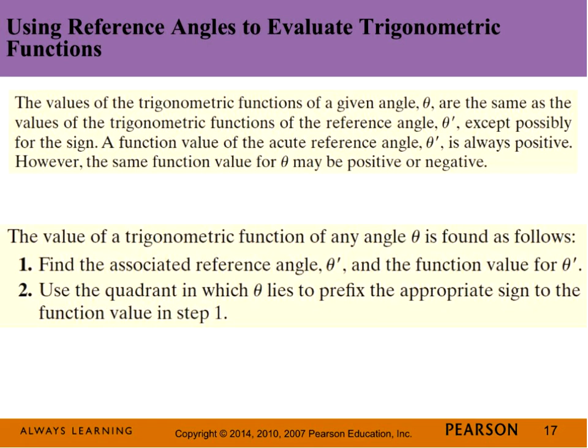Okay, so the values of the trigonometric functions, this is the paragraph I was looking for earlier. The values of the trigonometric functions of theta are the same as the values of the trigonometric functions of the reference angle theta prime, except possibly for the sign. A function value of the acute reference angle theta prime is always positive, however, the same function value for theta may be positive or negative. So we're going to practice using reference angles to find the trigonometric function value of angle theta. So first you want to find the associated reference angle theta prime and the function value for theta prime. You use the quadrant in which theta lies to prefix the appropriate sign on the function value in step 1. So this should make a tad bit more sense once we look at a couple of problems here.